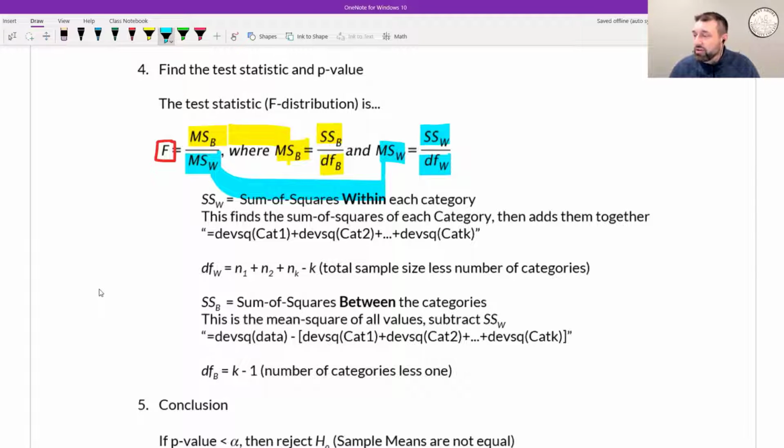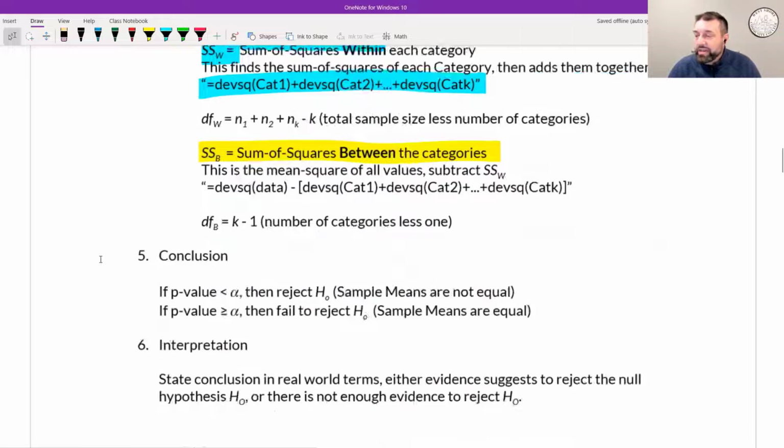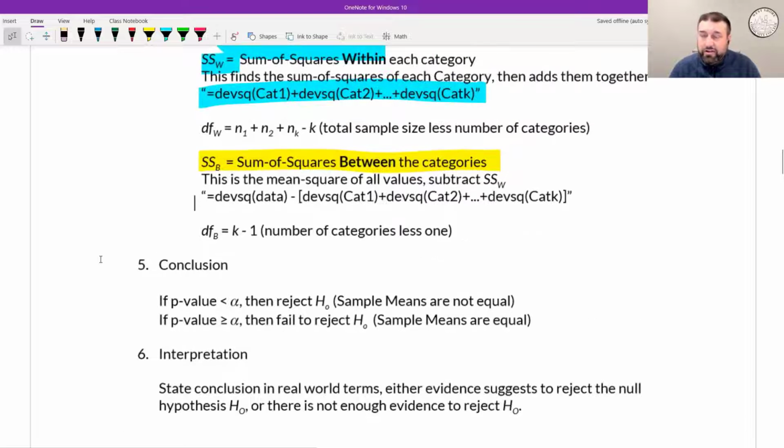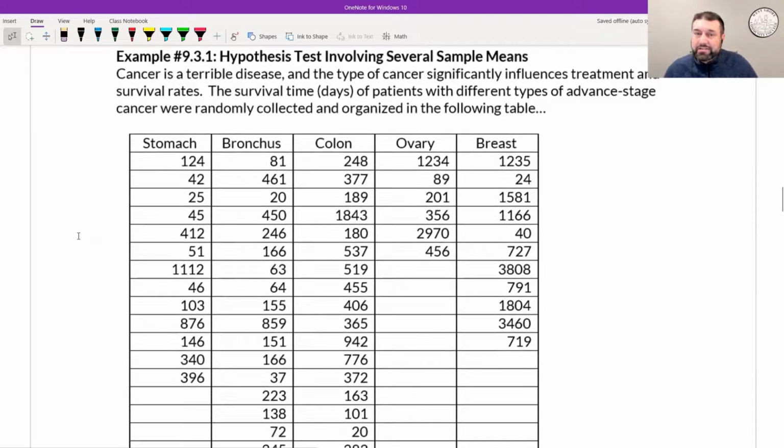Well, how are these calculated? Well, the SSW is all of this stuff, and the SSB is all of this stuff. Again, you start to disconnect with the mathematics. Like, you can follow the pieces, but how they all fit together is difficult to understand. You then get a p-value, and you compare it to alpha, and you either reject or fail to reject the null hypothesis. So let's take a look at an example.